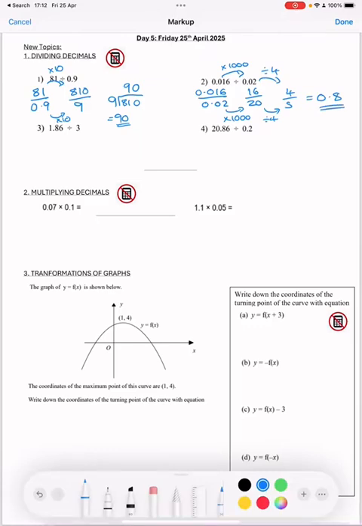Next one. So you could do this using your bus stop method if you wanted to, because the thing we're dividing into has the decimal place. So 3 doesn't go into 1, but I need to put my decimal up there and carry that 1 across. 3's into 18 go 6, 3's into 6 go 2.